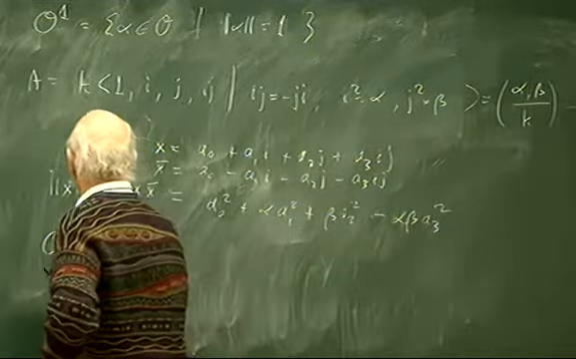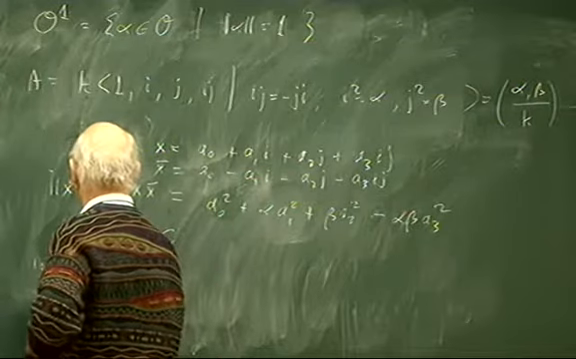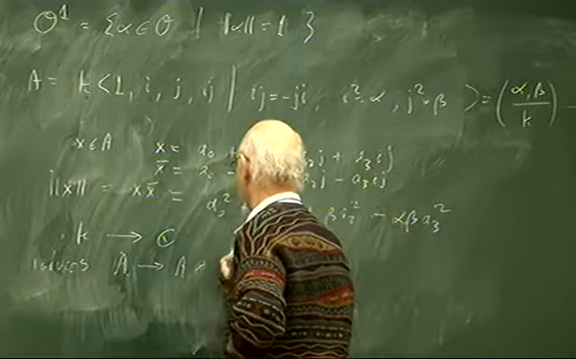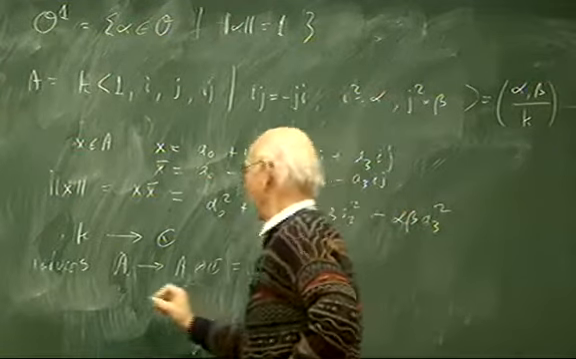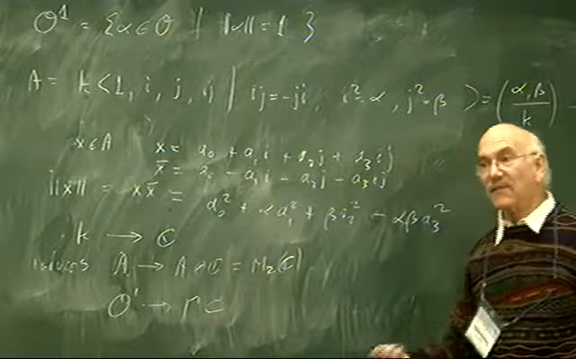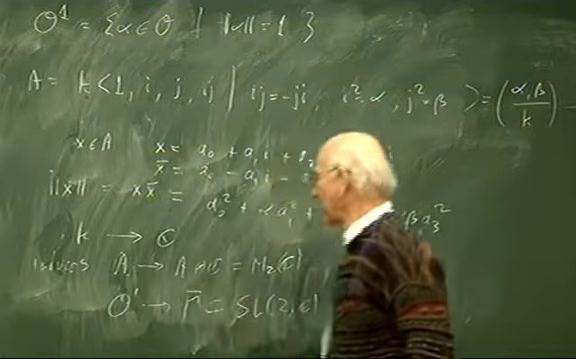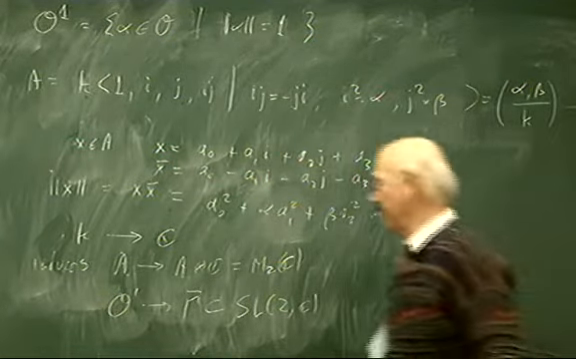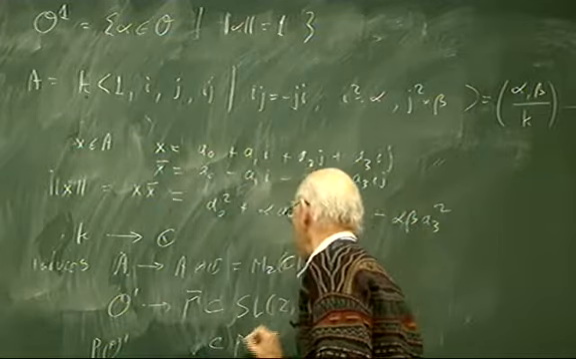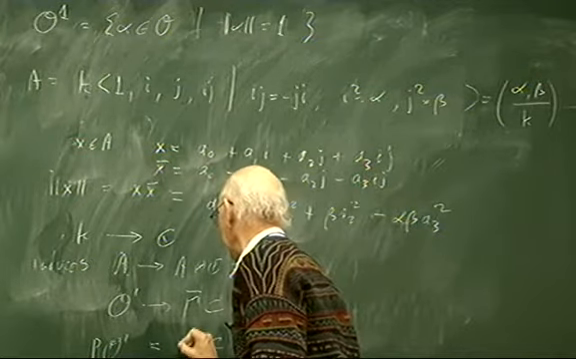So O1, if we take our complex embedding K to C, induces A to A tensor C, which we know as M2 of C, and therefore O1 goes to a subgroup gamma in M2 of C. But norm 1 is the same as determinant 1, so this is in SL2 of C. Let me call it gamma bar, because it's in SL2 of C, and then I'll take P of O1, which sits in the projective special linear group PSL2 of C. And this is going to be R gamma.